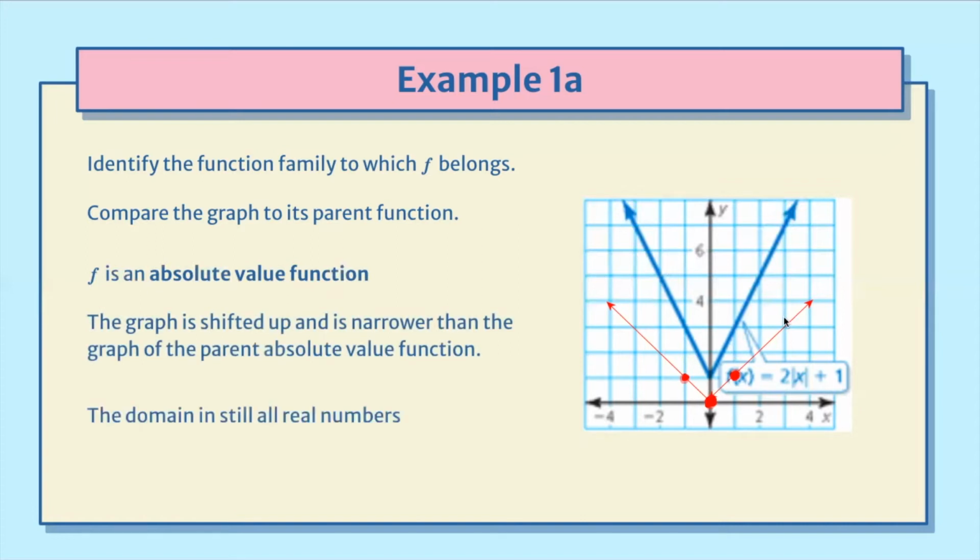The domain is still all real numbers. The range is y is greater than or equal to 1, while the parent function's range is y is greater than or equal to 0. We can see that the parent function's range doesn't cross the y equals 0 line. And then once the graph is shifted up, we can see that f of x does not cross the y equals 1 line, which is why the range is y is greater than or equal to 1.